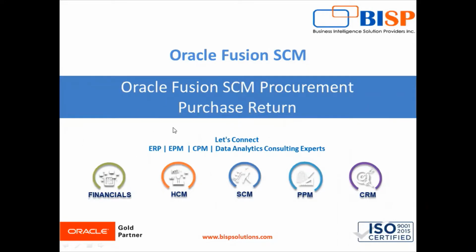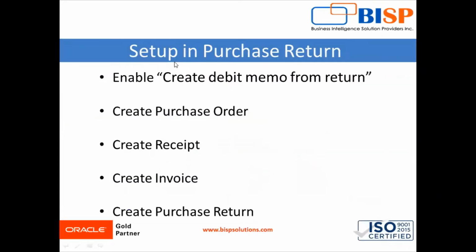My name is Shubham Timbre and today's topic is purchase return in the Oracle Fusion Supply Chain Management Procurement application. Here are some setups for purchase return in the procurement application. First, we have to enable create debit memo from return at the supplier side. In the supplier, we have to enable create debit memo from return.